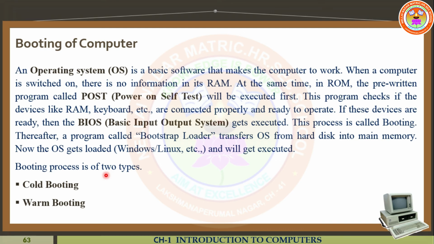An operating system is a basic software that makes the computer work. Without an operating system, your computer is a dummy machine. With the help of the operating system, you can work with your computer. When a computer is switched on, there is no information in its RAM. At the same time, in ROM, there is a pre-written program called POST, that is, power on self-test.